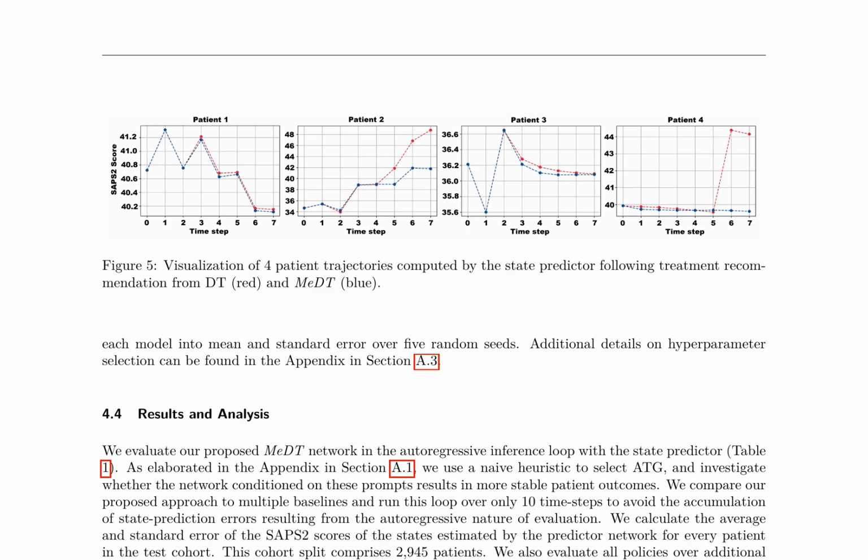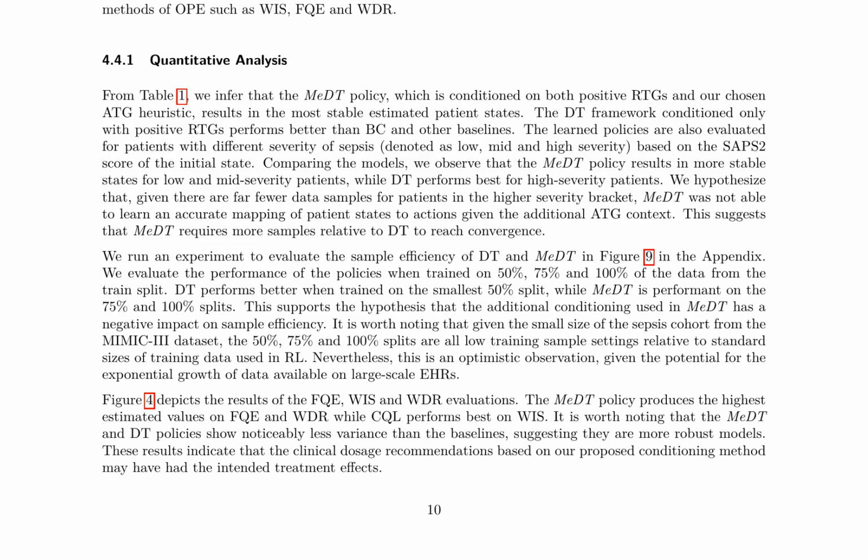This suggests that MeDT requires more samples to reach convergence due to the additional ATG context. Figure 5 visualizes 4 patient trajectories computed by the state predictor following treatment recommendations from DT and MeDT. Sample efficiency evaluation, presented in Figure 9, shows that DT performs better when trained on 50% of the data, while MeDT is performant on 75% and 100% splits. This supports the hypothesis that the additional conditioning used in MeDT has a negative impact on sample efficiency.